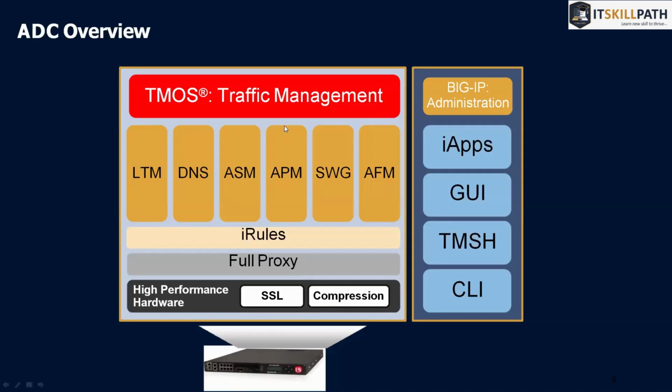Okay. So what is TMOS? TMOS is the Traffic Management Operating System of F5. Okay, this is the operating system of F5. It's called TMOS. In TMOS the core is the same, and these are the different modules: LTM, DNS, earlier it was called GTM.